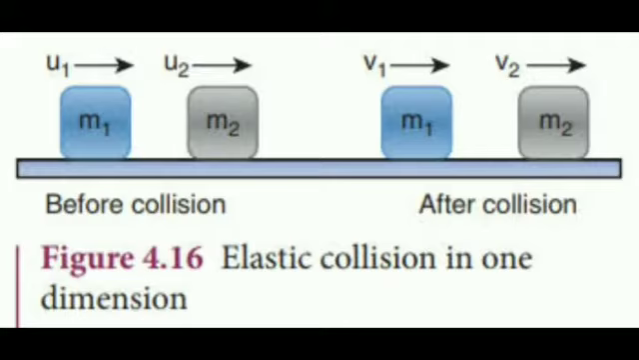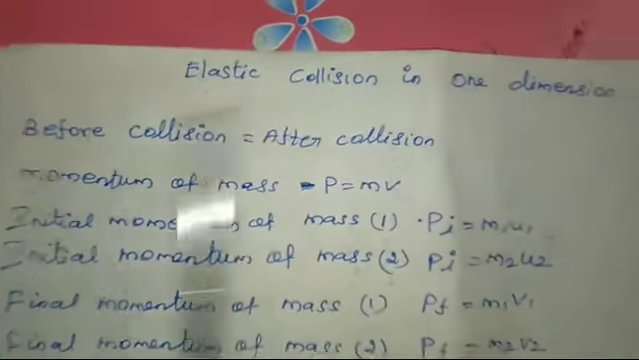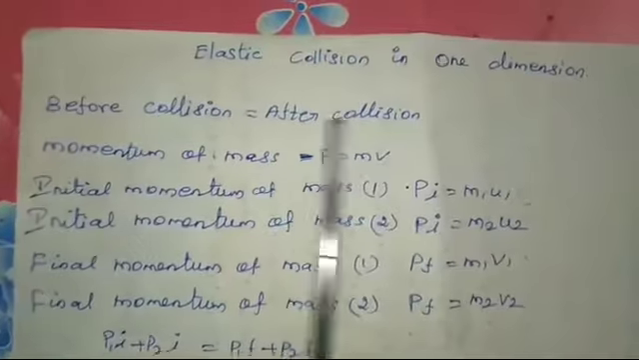Next topic is elastic collision in one dimension. Here m1, m2 are two masses. They are traveling in a straight line. Before collision is equal to after collision. Before collision, initial velocities u1, u2. After collision, velocities v1, v2. Elastic collision in one dimension: before collision is equal to after collision.